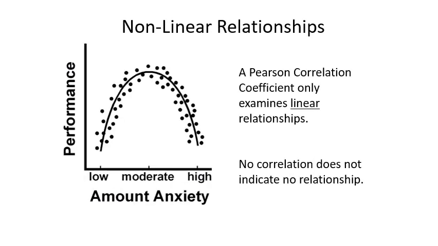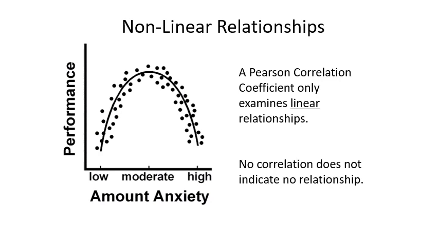Okay, 2 caveats at the end. I told you I'd come back to this. A Pearson correlation coefficient, Pearson product moment correlation coefficient, Pearson's r, the correlation, only looks at linear relationship. It does not indicate if there's a nonlinear relationship or not.